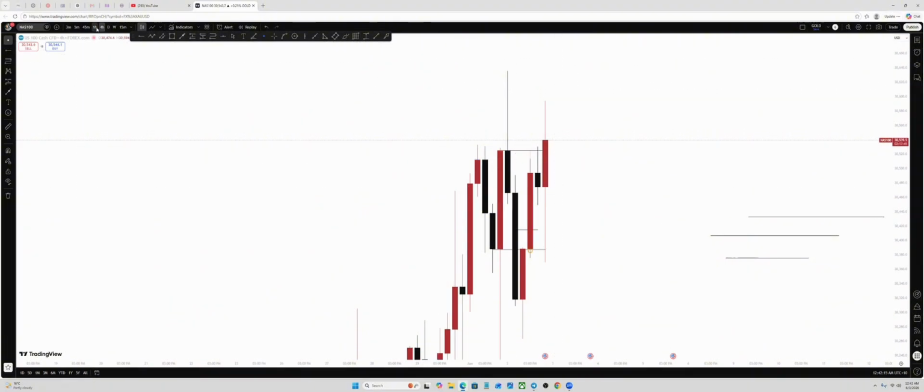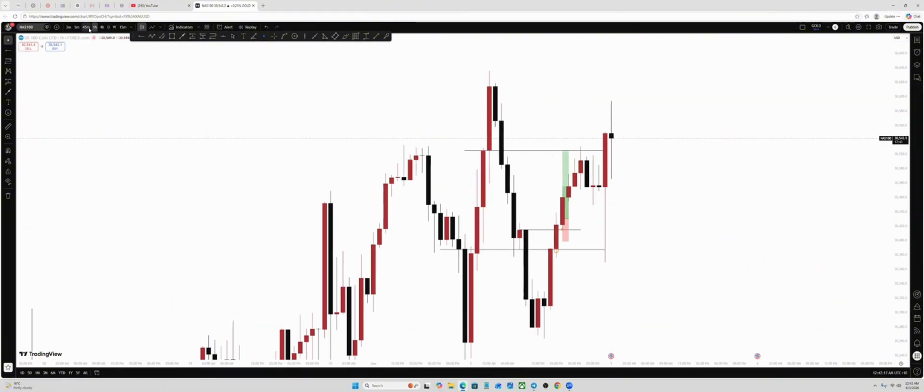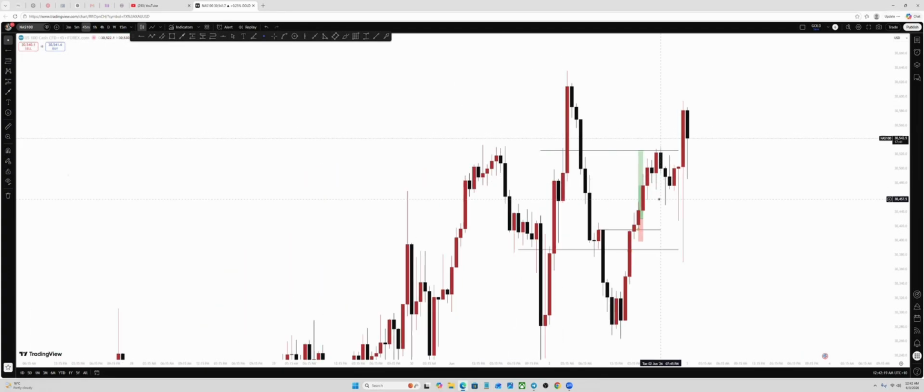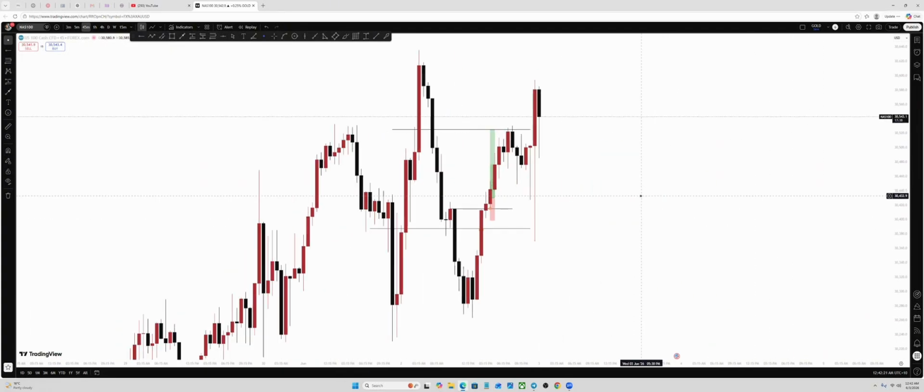So I scaled down to 45 minutes. I scaled down to like 1 hour to refine the key level, or 45 minutes. But in this case, 45 minutes gave the refined key level. So I had this breakout and a retest right here. And as you can see, that was a huge rejection on the 45 minutes.